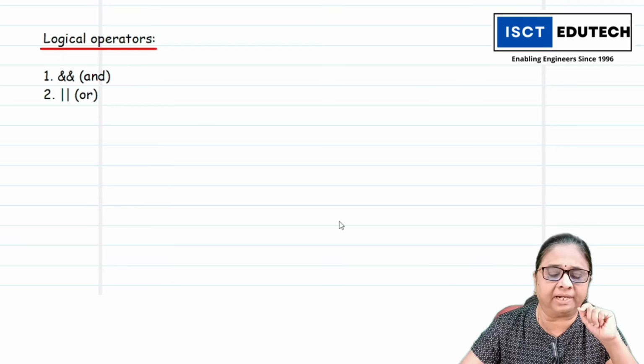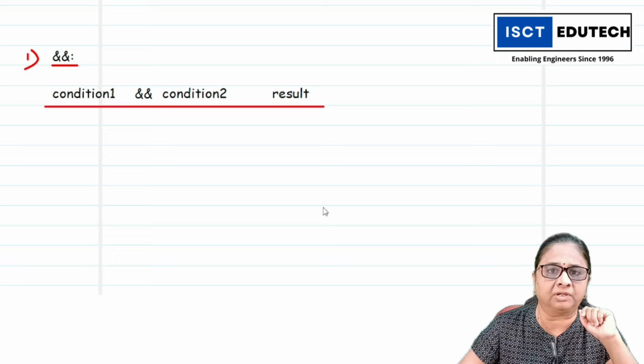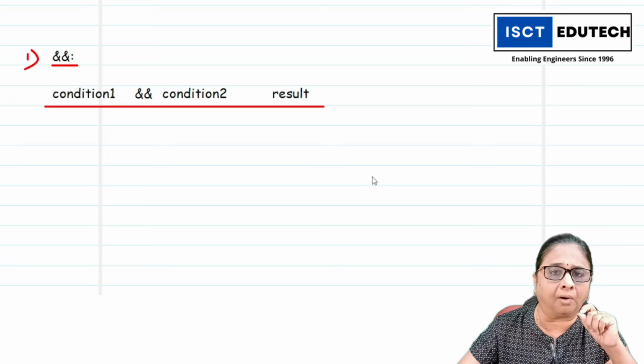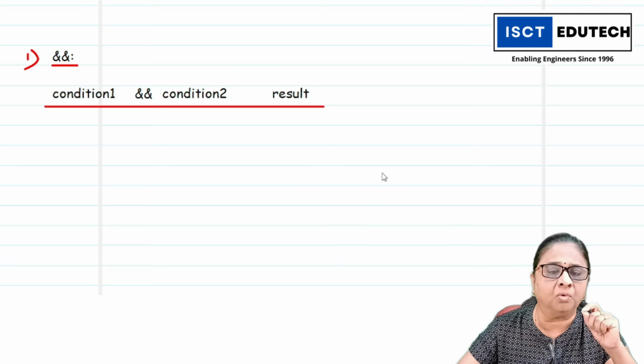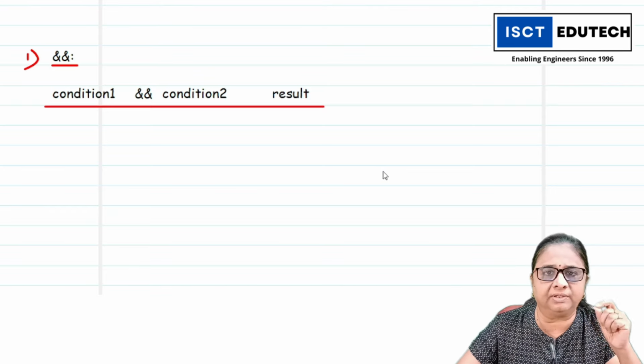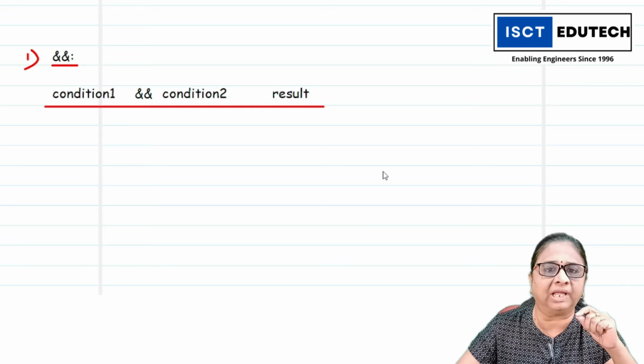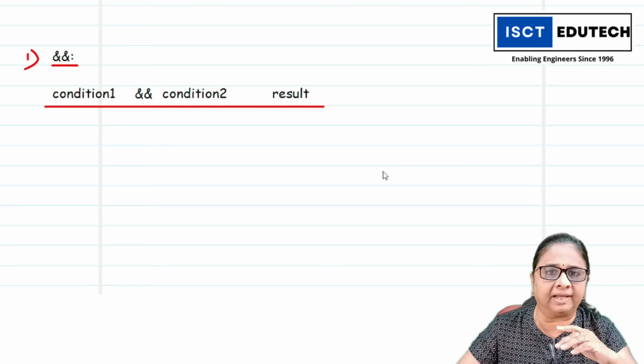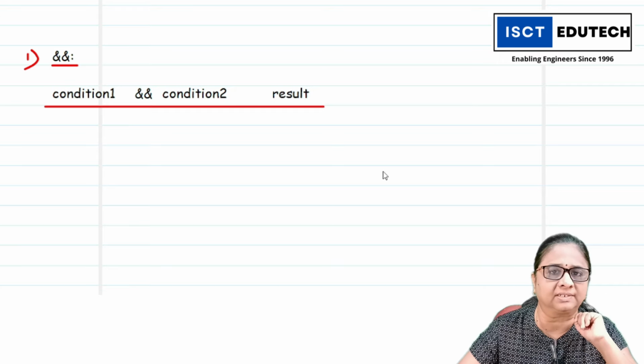The AND logical operator is used when you want to check for multiple conditions and all the conditions must be true. Only then it will select the yes direction, or it will do the true statement. Even if one condition is false, it will always go to the else part. So AND indicates all the conditions must be satisfied.